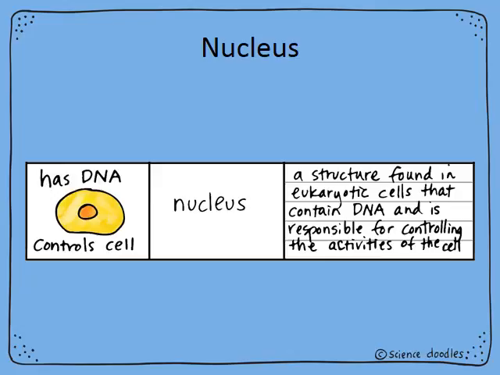All right, our next word is nucleus. It's a structure found in eukaryotic cells that contains DNA and is responsible for controlling the activities of the cell. The nucleus contains the DNA, and if you remember, the DNA is like the brain of the cell. Especially in eukaryotic organisms, because eukaryotic cells can become multicellular, we want that DNA to be super protected, so it tells our cells exactly what to do. It tells our bone cells, you're going to be a bone cell, or it tells our muscle cells, you're a muscle cell, and here's what you need to do. We want that DNA to be safe because it's super important.